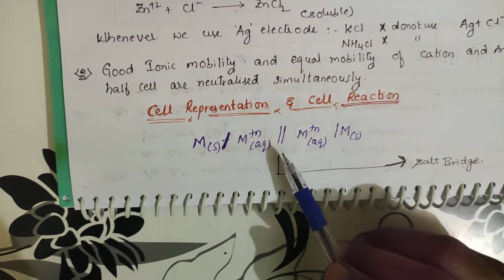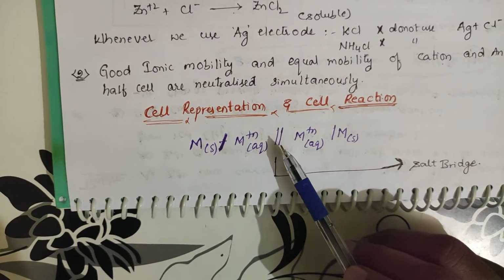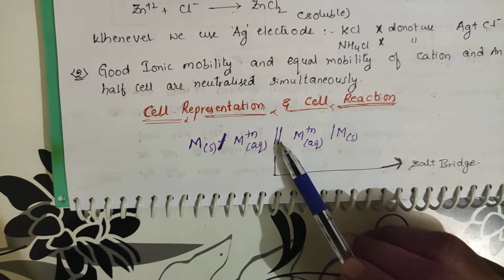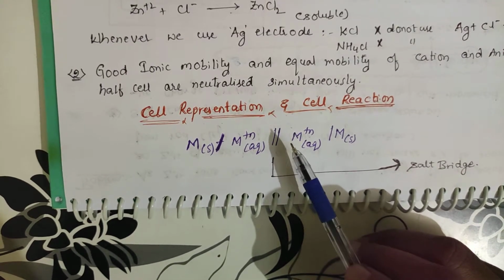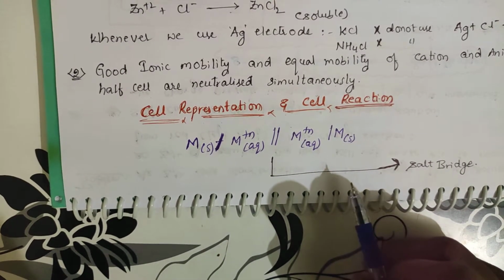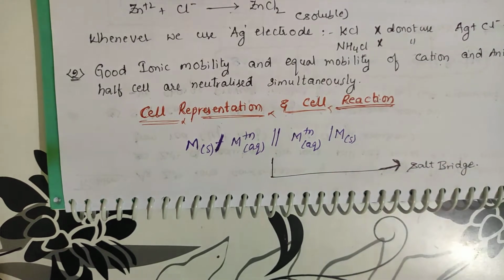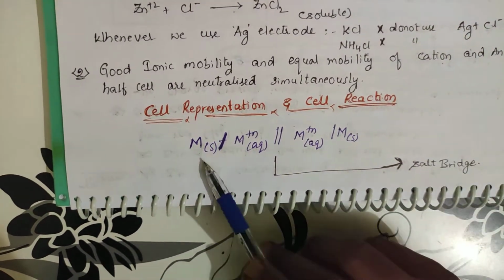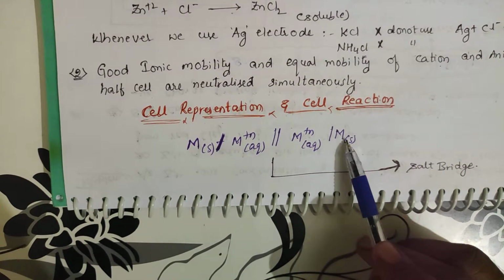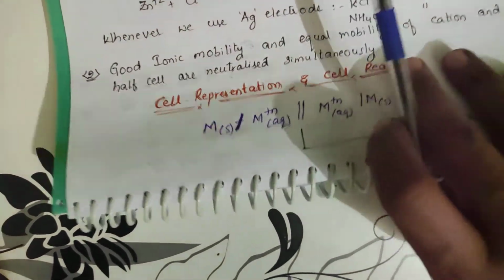Already in the previous lecture we have learned the use of the salt bridge. It is an inert electrolyte. It has good ionic mobility, equal mobility with respect to cation and anion. Both half cells are neutralized simultaneously. Those are the functions of the salt bridge. Here to here it is oxidation, here to here it is reduction. So we shall take some examples of how to solve this.